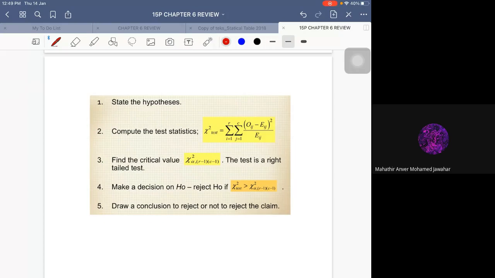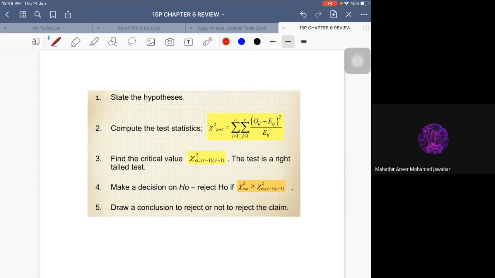Okay, so this is going to be the procedure for contingency table. First, you state the hypothesis. Second, you compute the test statistic. In terms of the test statistic, if you notice, it is actually the same formula as you have seen for goodness of fit. So you still have observed minus expected squared, divided by the expected value.